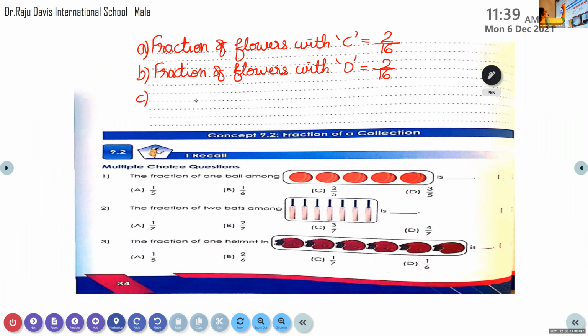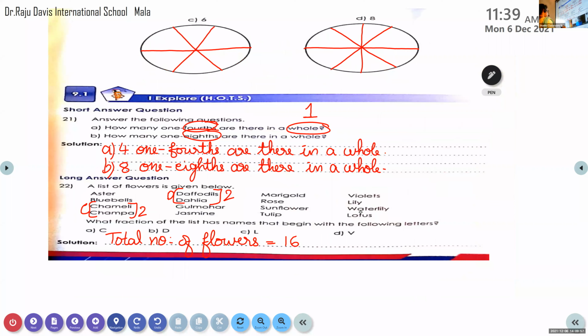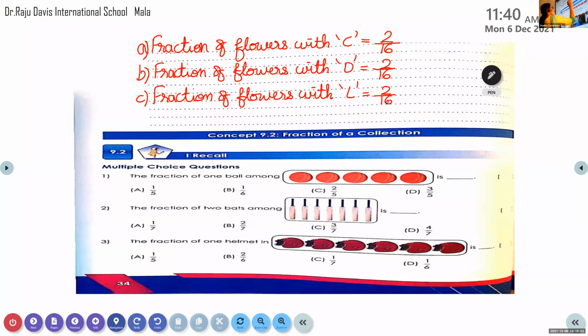Now C. Fraction of flowers with the beginning letter L. Again 2. Lily and lotus, isn't it? 2. So what will be the fraction? 2 by 16. Again 2 by 16. Good.